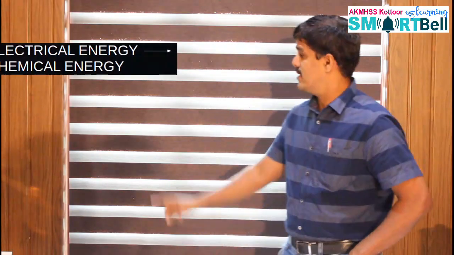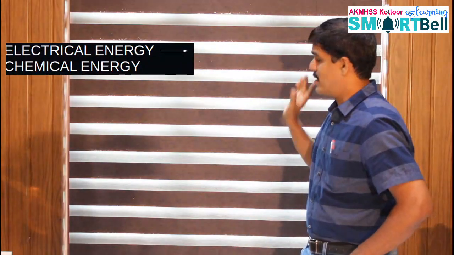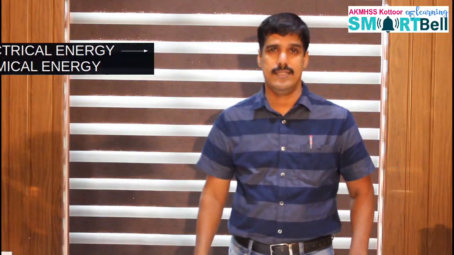For this process, we need to supply electrical energy, and that electrical energy is utilized to carry out a chemical process. So here also in electrolysis, as in electroplating, the energy changes from electrical energy to chemical energy. Electrical energy, arrow mark, chemical energy. That is the energy change happening during the process of electrolysis.